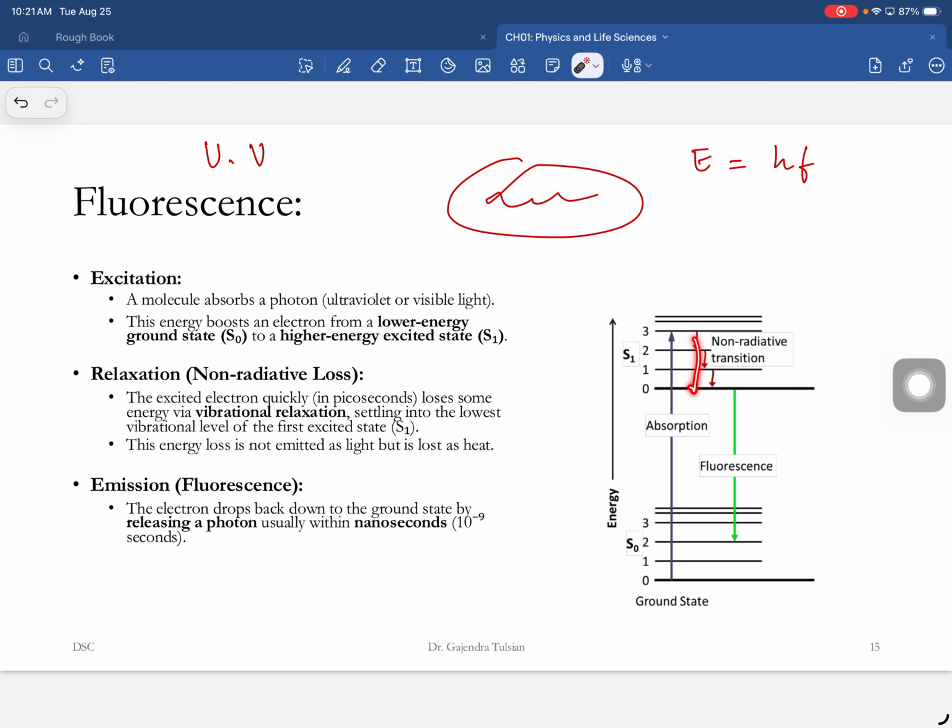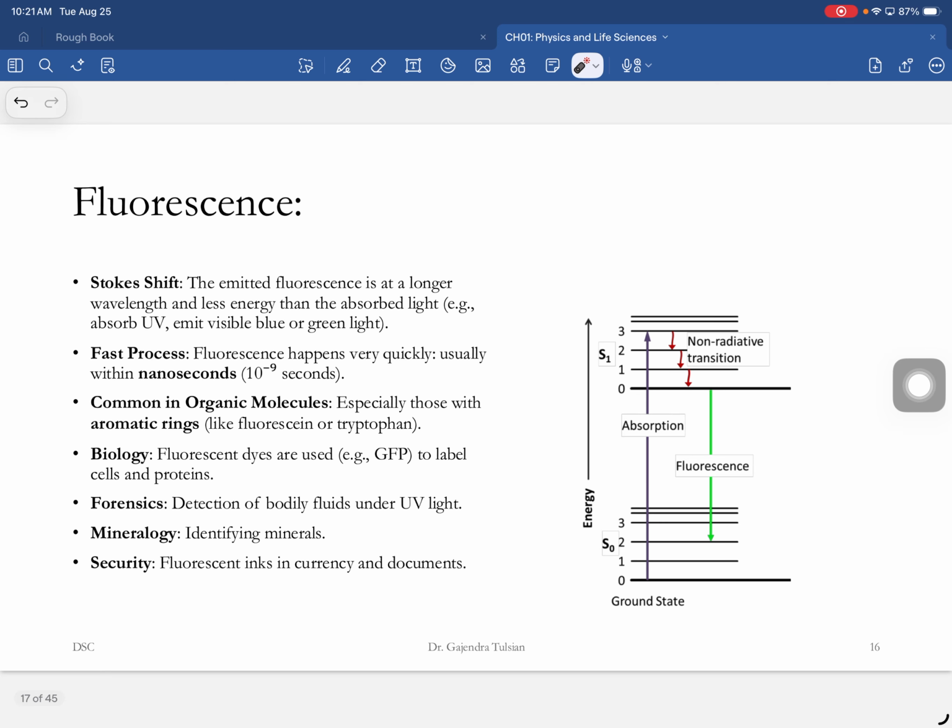This energy loss is not emitted as light, but is lost as heat. Then the electron drops back to the ground state within a billionth of a second. So all this stuff is happening very fast. You're shining UV light, and within a billionth of a second, you're getting this lower energy green light. Okay? So here's some of the places you can use it.